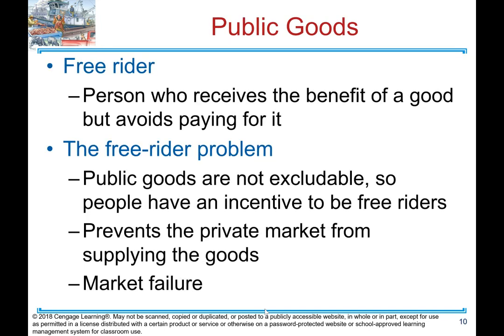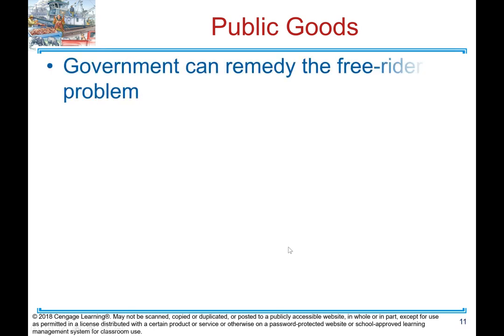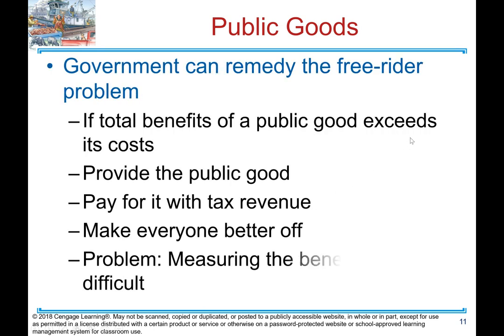Free rider problem: a free rider is a person who receives the benefit of a good but avoids paying for it. Since public goods are not excludable, people have an incentive to be free riders. It prevents the private market from supplying the good, so the market fails. Government can remedy the free rider problem.